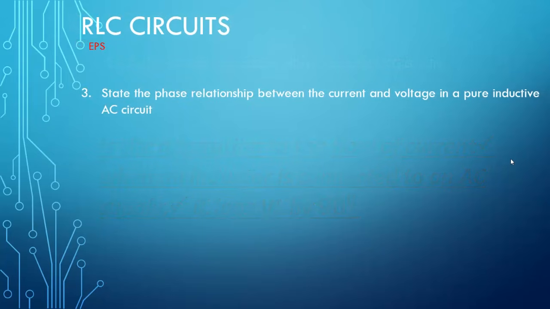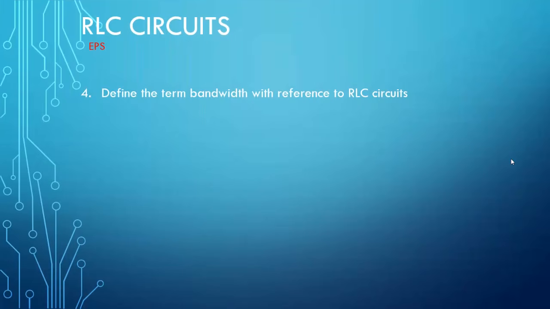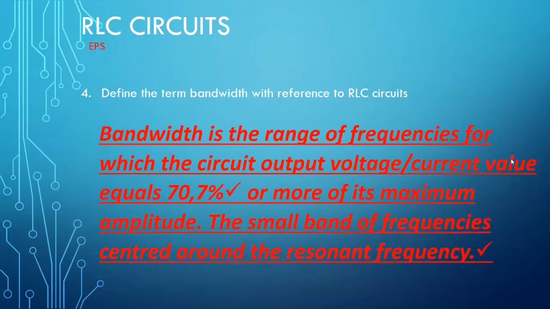State the phase relationship between the current and voltage in a pure inductive AC circuit. Lagging. Define the term bandwidth with reference to RLC circuits. Bandwidth is the range of frequencies for which the circuit output voltage or current value equals 70.7% or more of its maximum amplitude, the small band of frequencies centered around the resonant frequency.